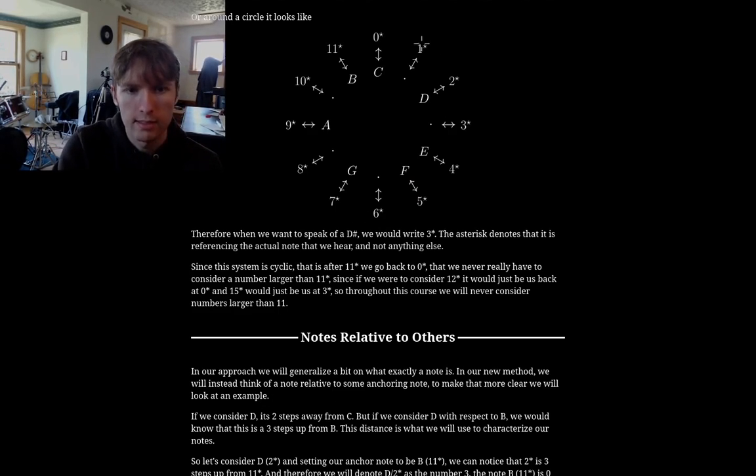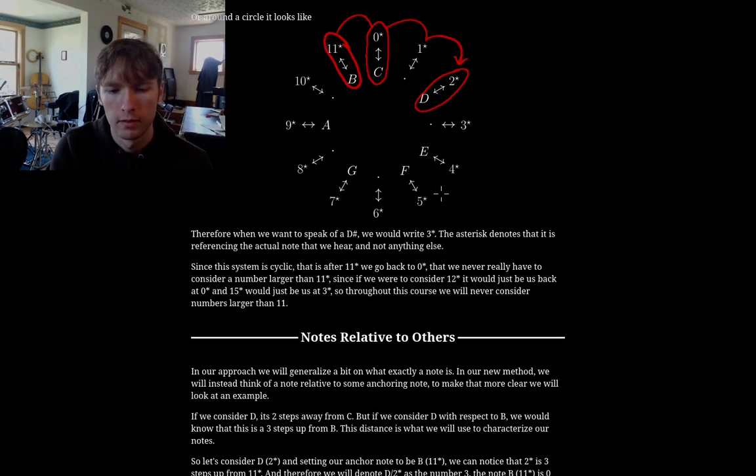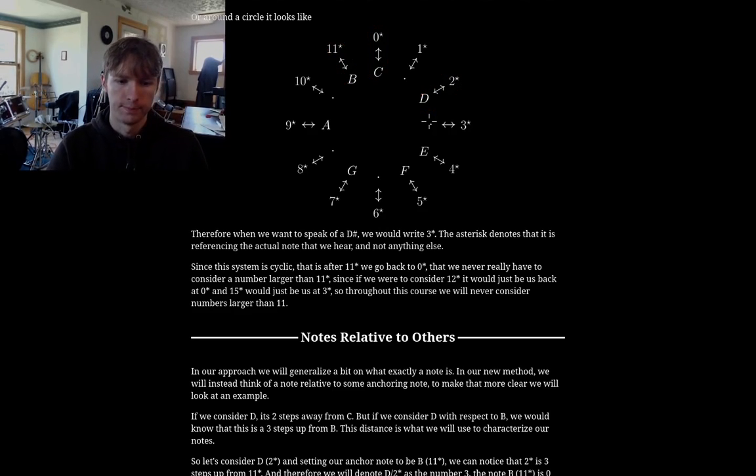So let's consider D, right? If we consider it with respect to C, you can see that there's a 2 jump gap between them, right? But if we considered it with respect to B, there would be a 3-step gap between them. And this gap size idea is how we're going to do our notes. So we'll go through the next example.